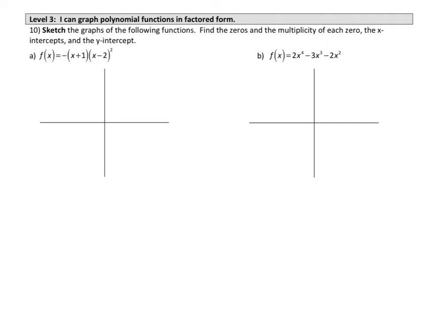In level 3, we're going to put together everything we learned in level 2. So we're going to be thinking about the end behavior, the zeros and their multiplicity, and then we're going to sketch a graph that looks pretty close to an accurate graph. Okay, so the first thing we should think about is maybe end behavior. Start there.